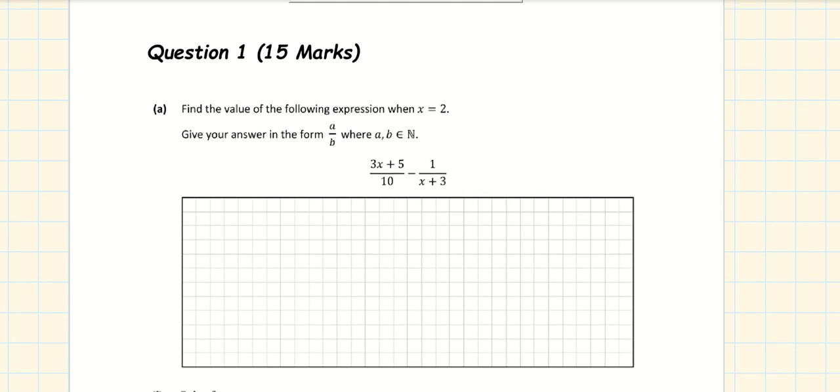Find the value of the following expression when x is equal to 2. Because it has an x equals 2 in this question, that simply means we're going to replace every x with a 2. We're also told to give our answer in the form a over b, so your answer should be a fraction. Change all these x's to 2, make sure they're 2's in brackets, so 3 by 2 plus 5 over 10 minus 1 over 2 plus 3.